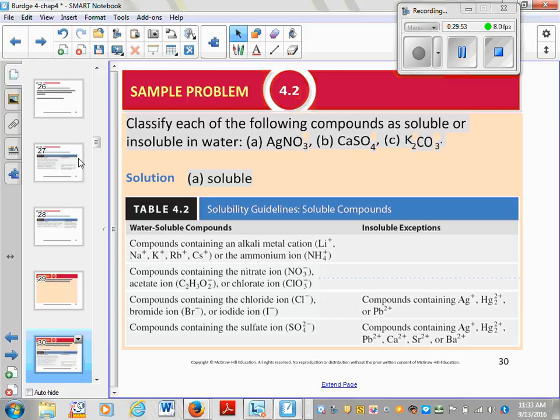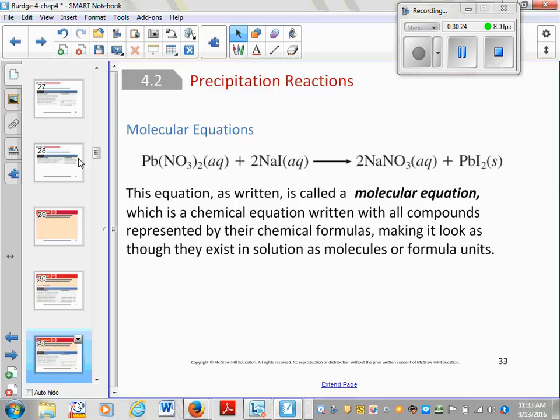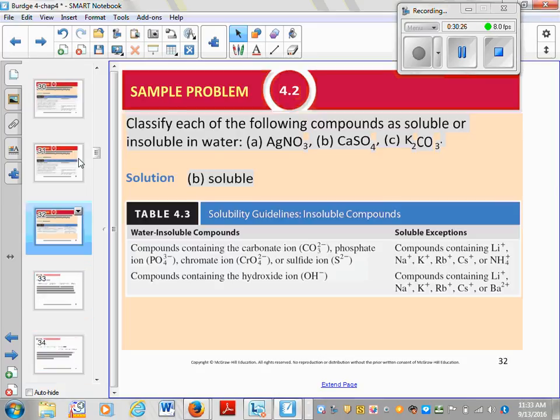So A is soluble because right there it says in the second group, the nitrate ion, they're all water soluble, no exceptions. B was insoluble because even though sulfates are water soluble, one of the exceptions is calcium. So you've got to look at both the anion and the cation. And C is soluble.